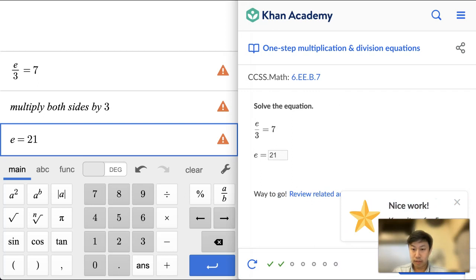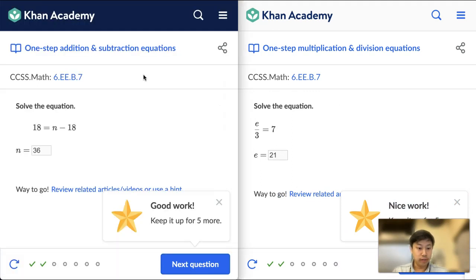There you go. Let's go back to addition. Actually, I think I'll just stop it there. We've done one example of each.